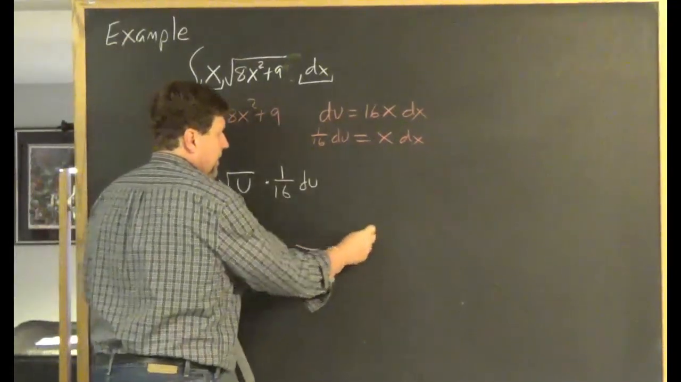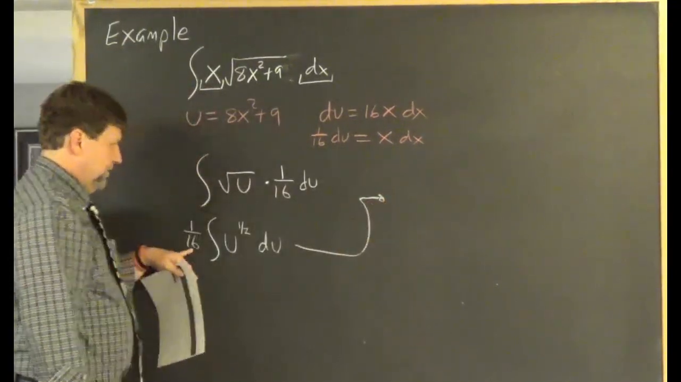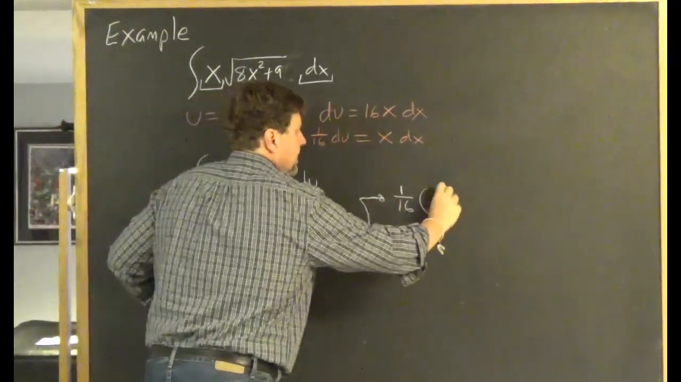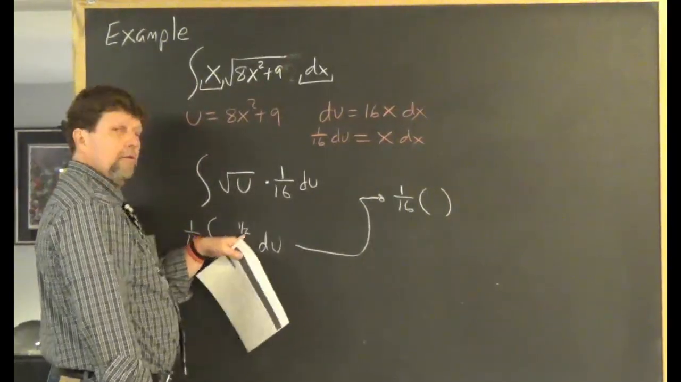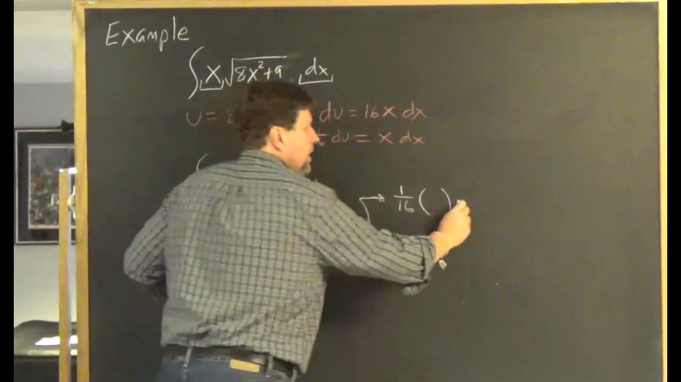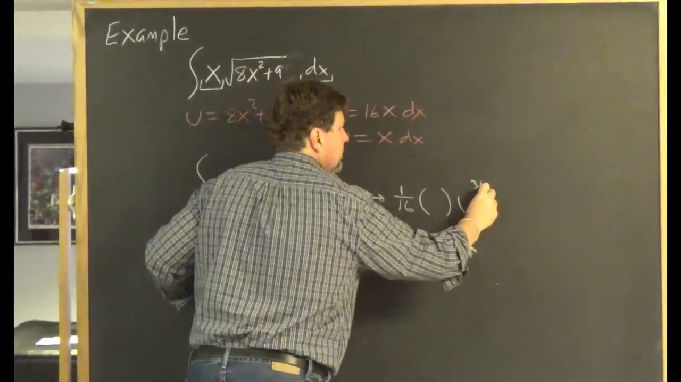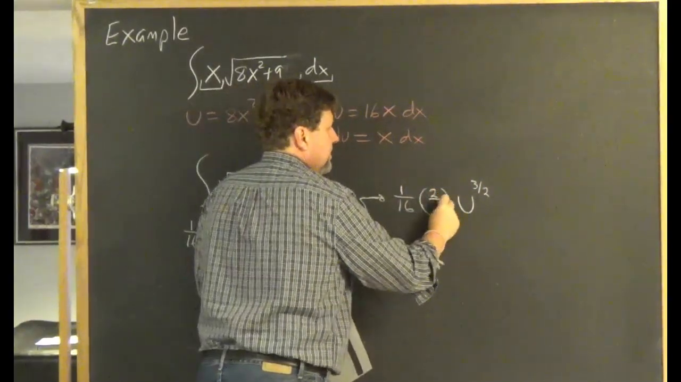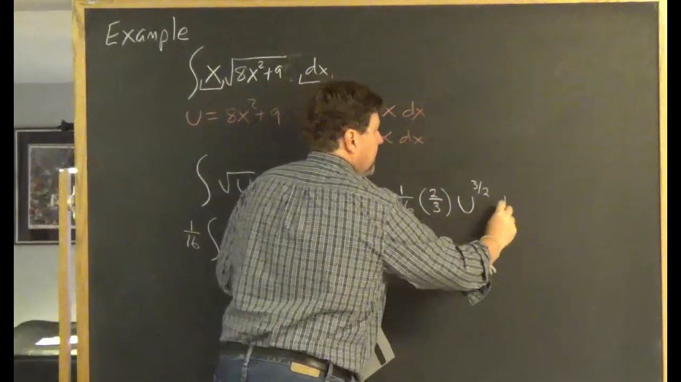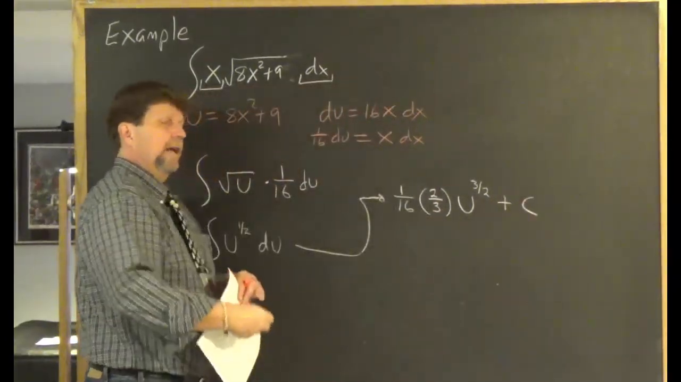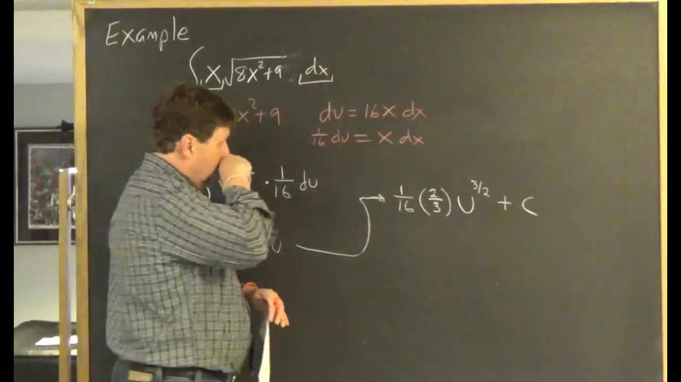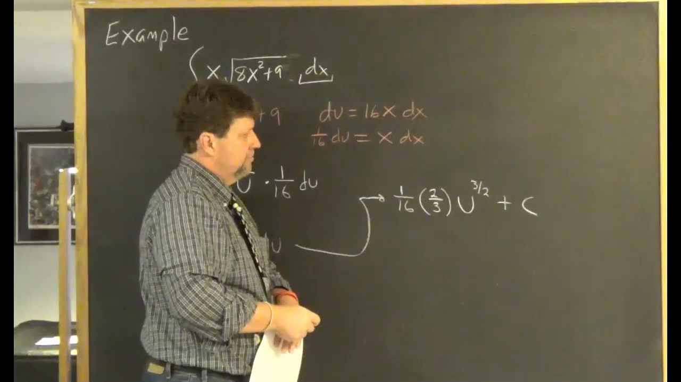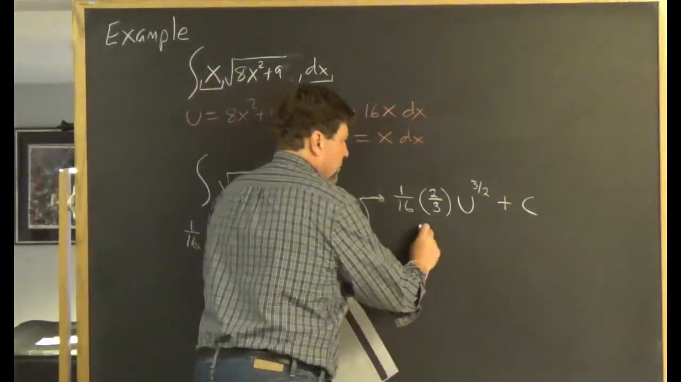And now it's just a matter of, well, it's a Nike problem. Just do it. The antiderivative is 1/16. Make a set of parentheses. Use the power rule on u to the 1/2. So I would add 1 to the exponent. 1/2 plus 1 is 3/2. The little multiplier I put in here is the reciprocal of the new exponent. Tack on my plus c. And I'm almost done. Not quite. By the way, what's 1/16 times 2/3? That's right, it's 1/24.